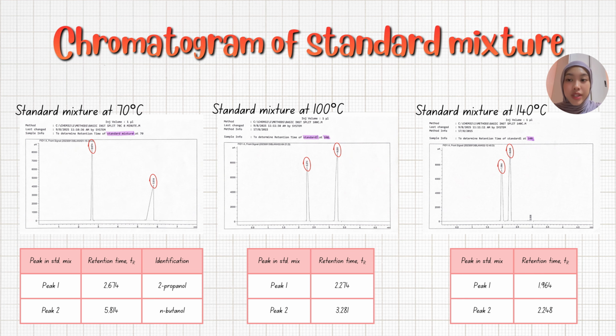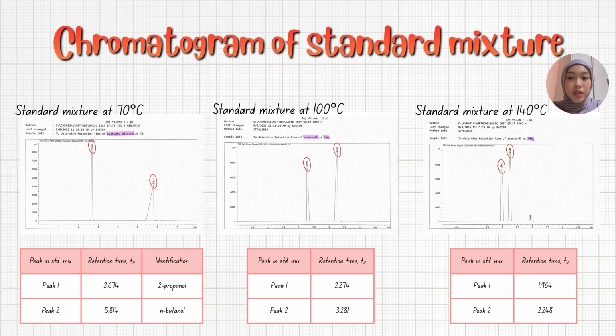When the oven temperature was increased to 100 degrees Celsius, the retention time decreased to 2.274 minutes for peak 1 and 3.281 minutes for peak 2. At 140 degrees Celsius, the retention times decreased further to 1.464 minutes and 2.248 minutes respectively. This shows that increasing the oven temperature causes both compounds to elute faster. At a higher temperature, the compounds spend less time interacting with the stationary phase, so their retention time becomes shorter.